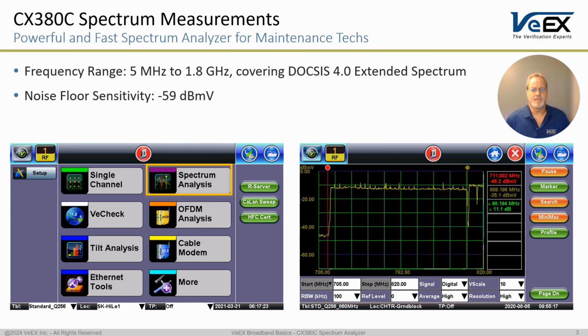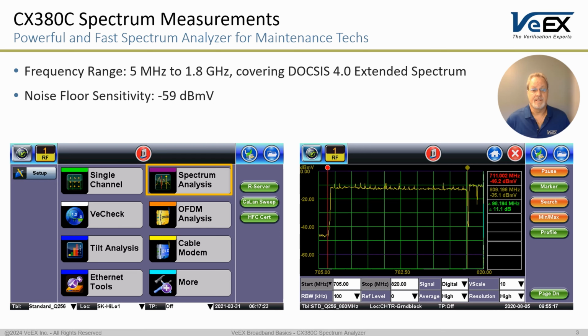The frequency range of the spectrum analyzer is 5 MHz to 1.8 GHz, supporting DOCSIS 4.0 extended spectrum and upstream high split to 204. The spectrum analyzer has a noise floor sensitivity of -59 dBmV. From the main menu screen, select the spectrum analysis button. This will bring you into the spectrum analyzer mode.